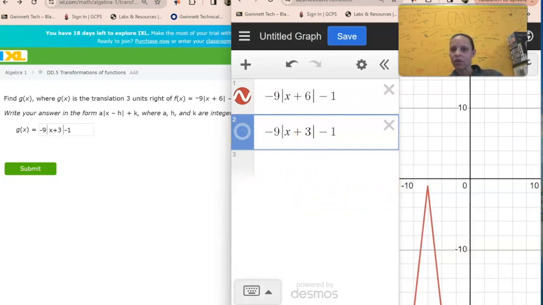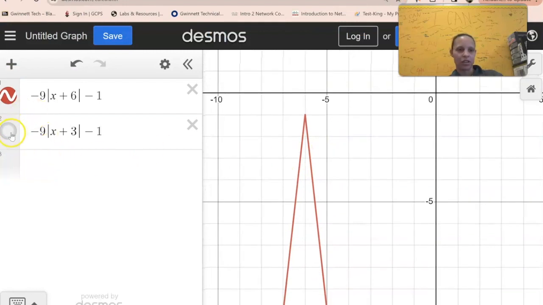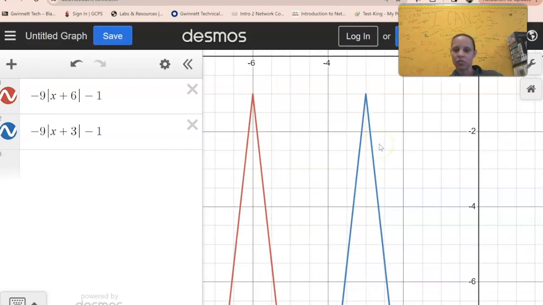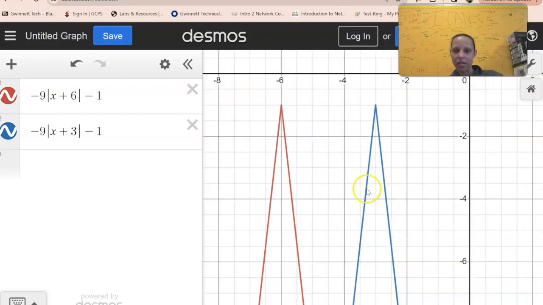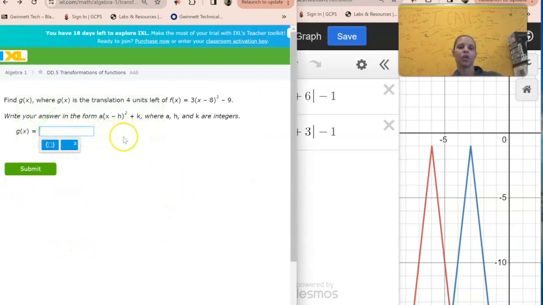I'm going to hide the blue one, make it full screen so you can see. Kind of scroll in a little bit. All right, does the blue one move right 3? It does. 1, 2, 3. And it still goes, let me zoom in. Yeah, it still has the same shape, like it hasn't gotten thinner or fatter. It's exactly the same on both. All it did is move right 3. All right, so you can definitely use a calculator to check it, but you are going to have to know your transformation rules.